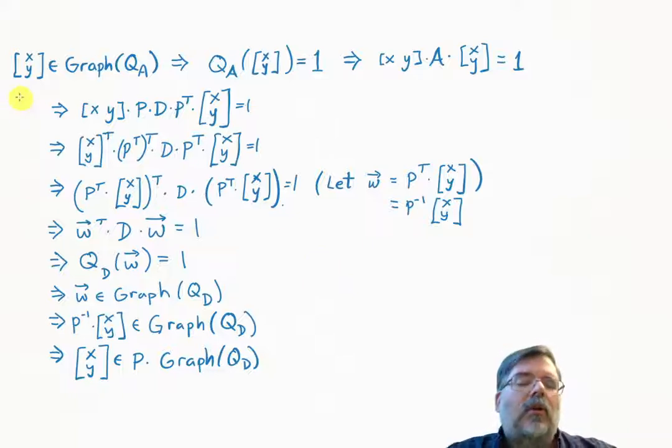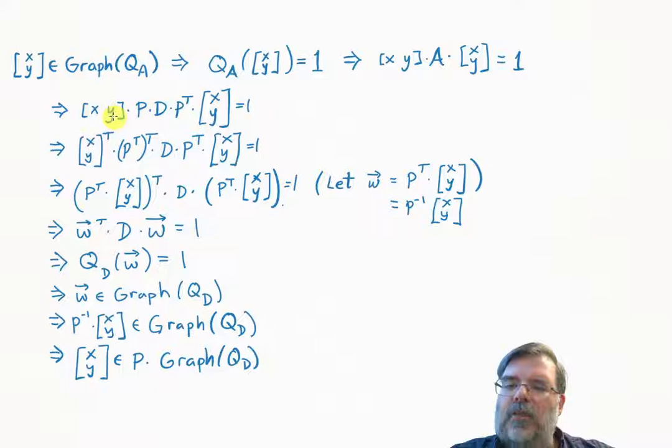And this is also going to rely on some of our observations about the transpose. So let's start off with a point, (x, y), on the graph of Q_A. Now this means that Q_A of (x, y) is equal to 1. And if we use the definition of the quadratic form, that means that this matrix-based equation is true: (x, y) transpose times A times (x, y) is equal to 1. Now let's use the factorization of A and replace A with P times D times P transpose. So that brings us to this equation here.